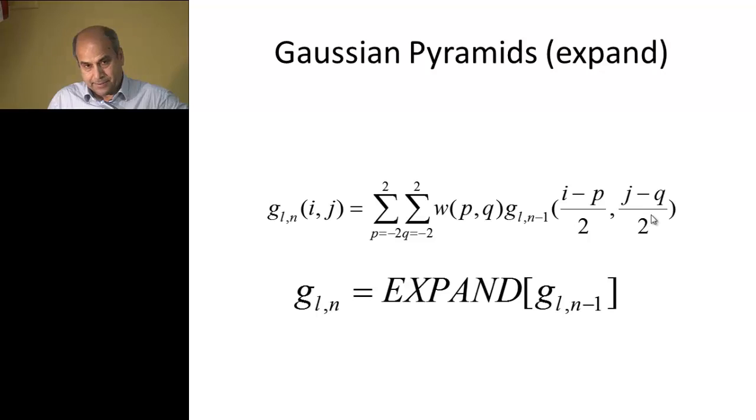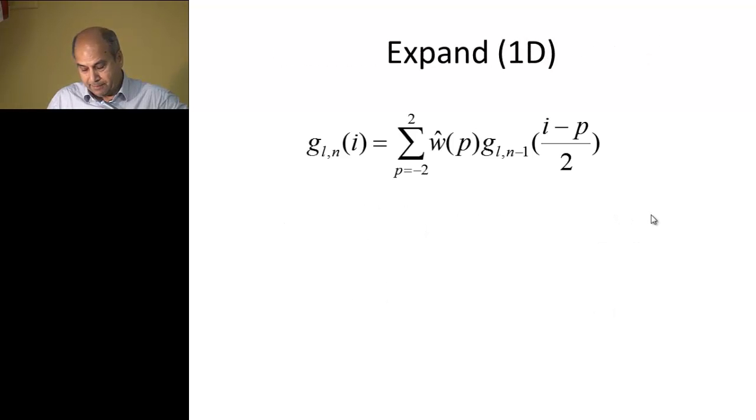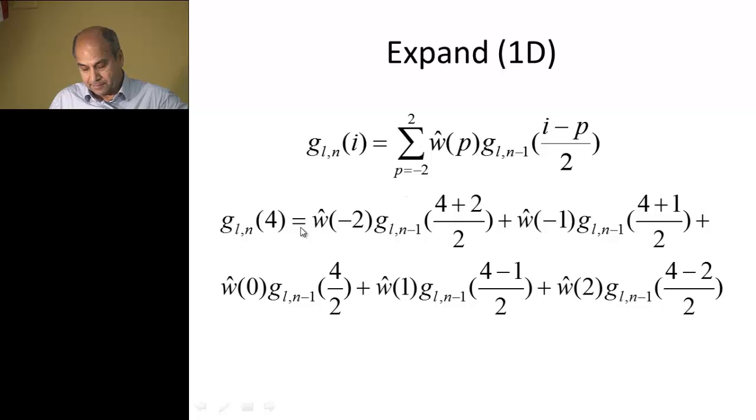So we will call this expand, and again in the one-dimensional case we'll just use w hat p, and this is from minus 2 to 2. Then let's say we expand for when i is 4. We can go through these different values of p, minus 2, minus 1, 0, 1, 2, and plug in i equals 4. It will become 4 plus 2, 4 plus 1. And now as you see, for this one we'll get 3, but for this one we will get 5 divided by 2, which will not be an integer. Similarly this one, 3 upon 2, will not be an integer. We don't have a pixel called 2.5 or something.